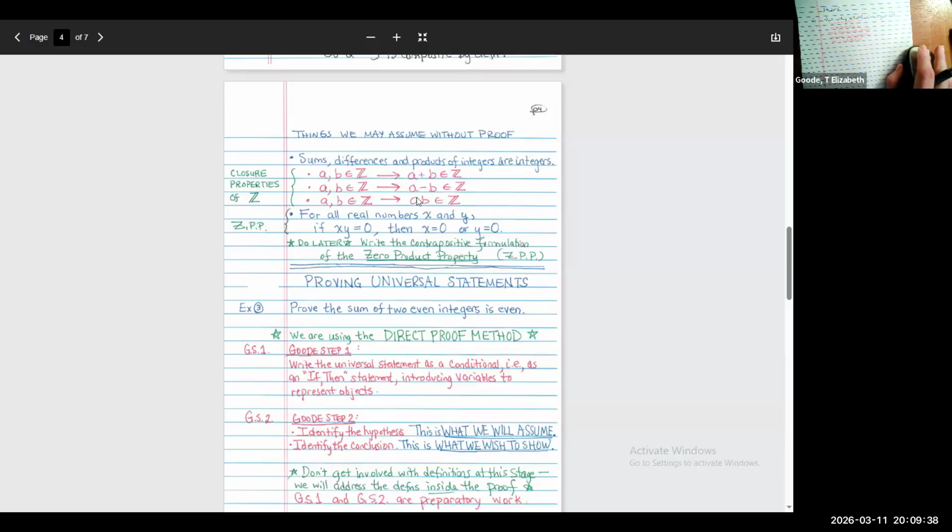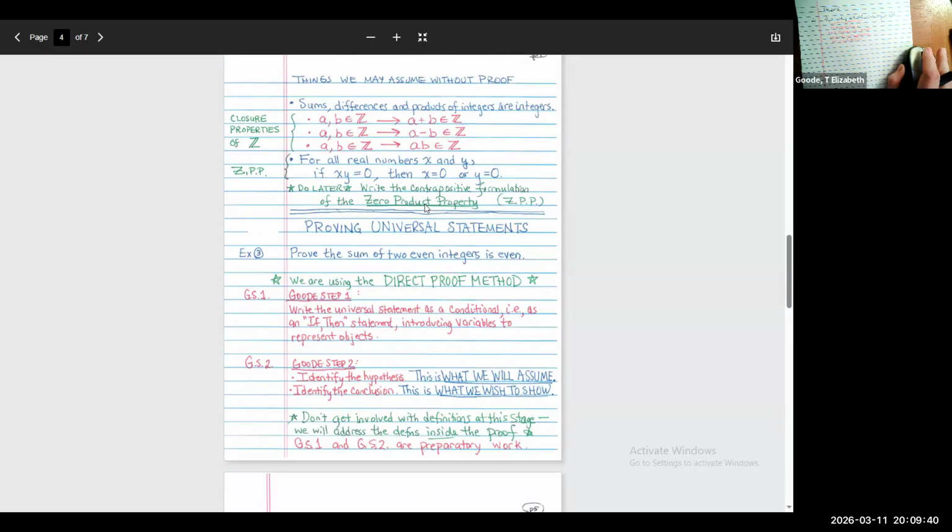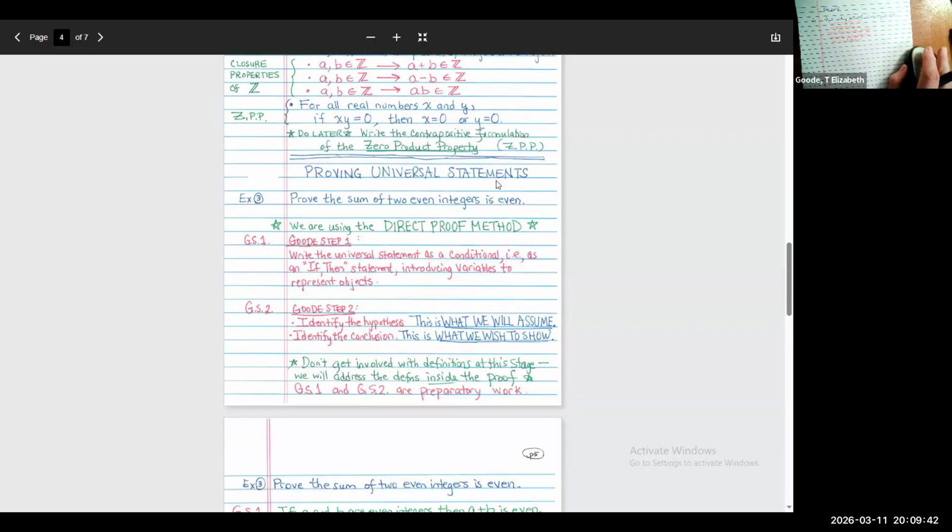You were there. So now let's change to proving universal statements. Now think about this statement. Prove the sum of 2 even integers is even. The first thing we're going to try to do is write that as an if-then. So what is the domain that we're shooting to try to make our condition?